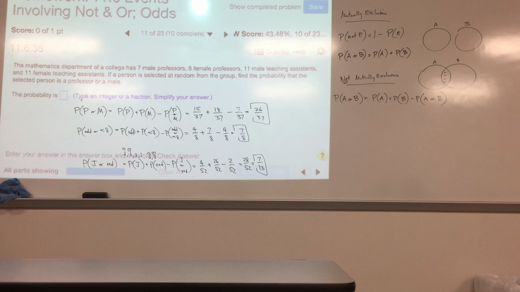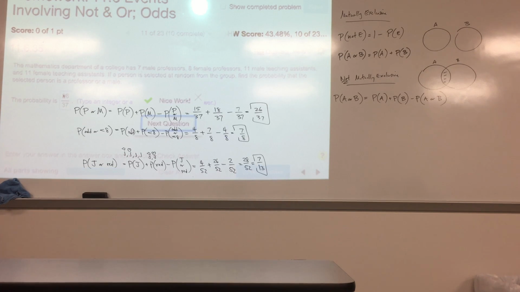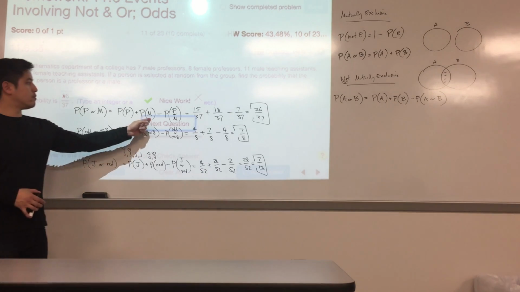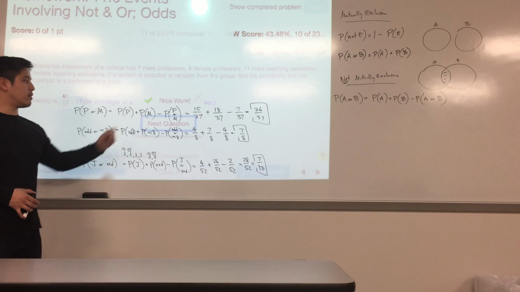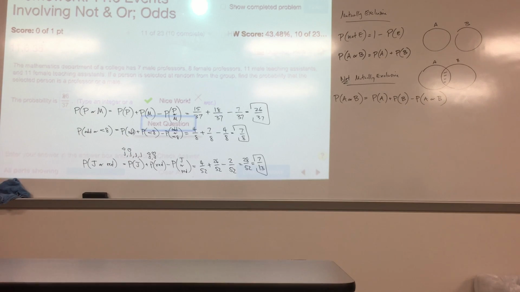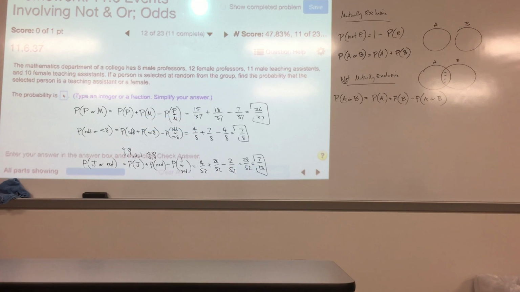Did I calculate that right? Just double check my work, we'll see, right? And we're good. Why wouldn't you put the male teaching assistants in there? They are in there. They're with the males, right? They're with the males. So they are in there, if you add them all together. Okay, let's move on, shall we?